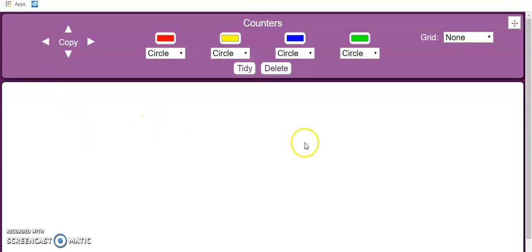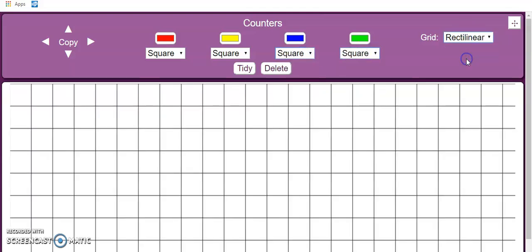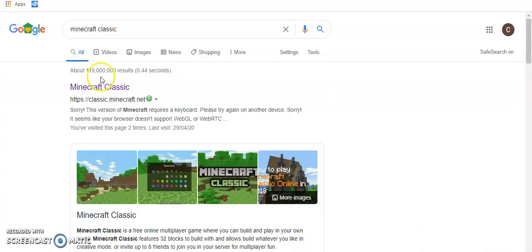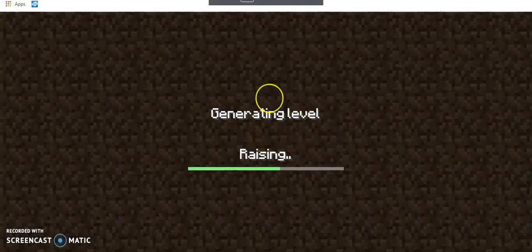And what you're going to have to do here is change some settings. You're going to change all of these to squares, and you're going to give this a grid. And the other applet you're going to have to use is Minecraft Classic. There's also a link to that in the description.